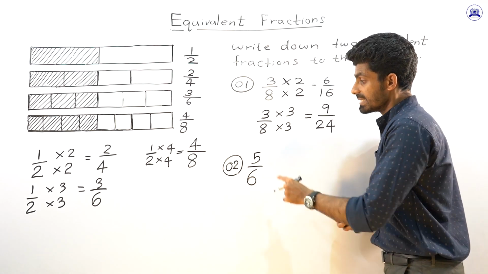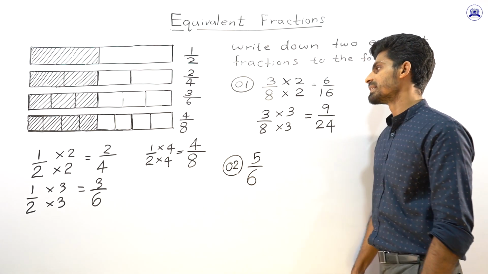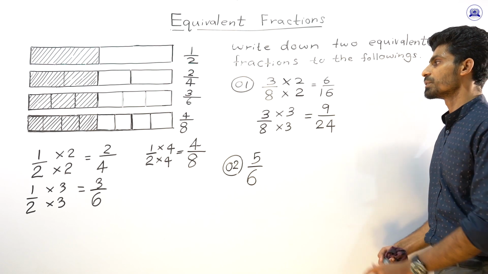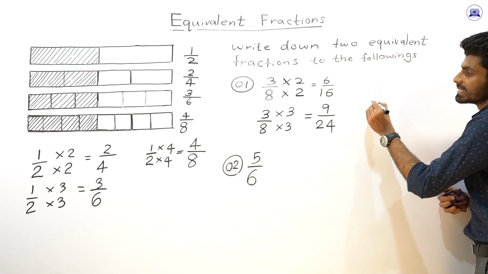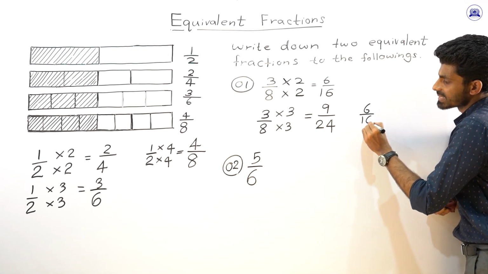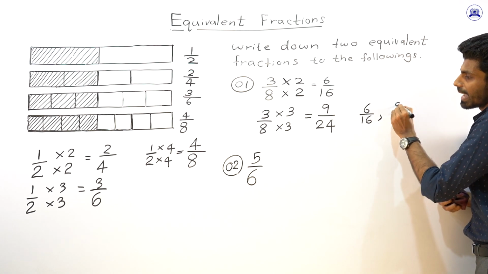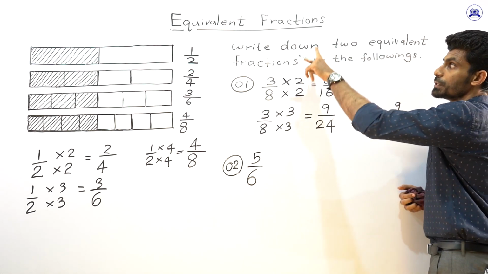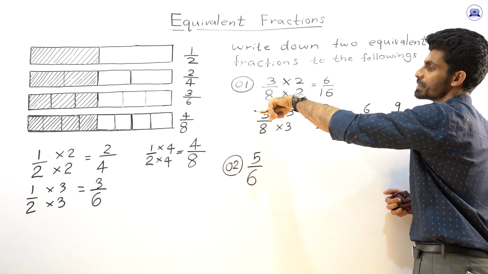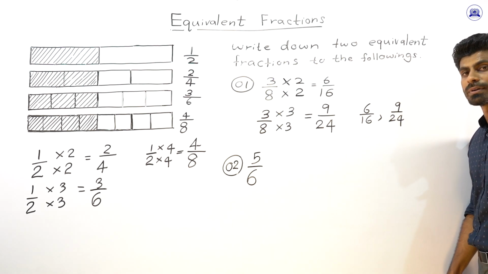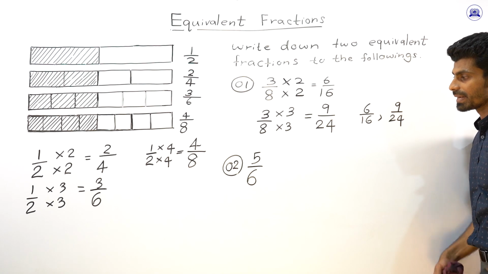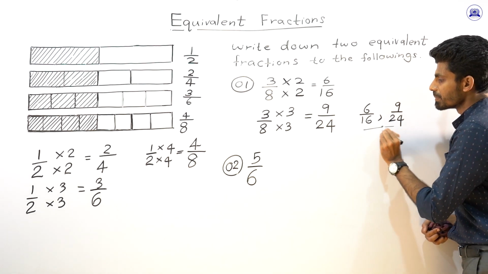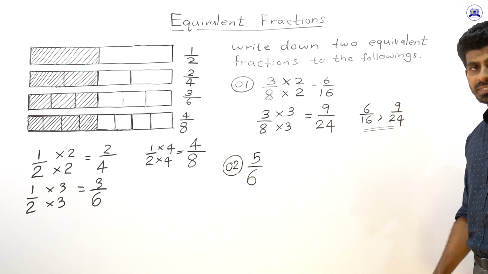So what are the answers, right? 6 over 16, 9 over 24, equivalent to 3 over 8. Those are the fractions, equal fractions.